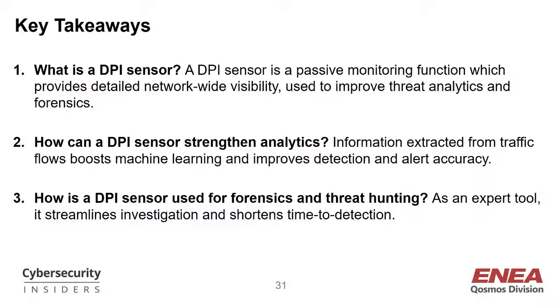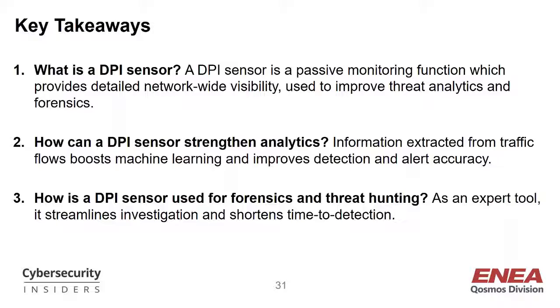So let me wrap up with the key takeaways here. First thing is, what is a DPI sensor? As you've seen, the DPI sensor is a passive monitoring function which provides detailed network-wide visibility. It's used to improve threat analytics, and it's used for forensics and threat hunting.